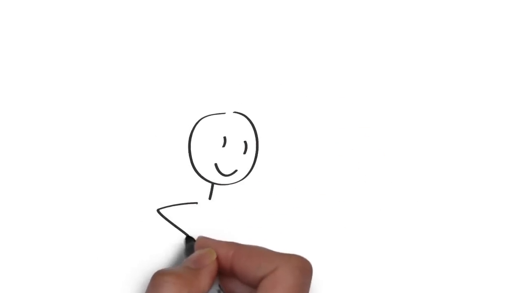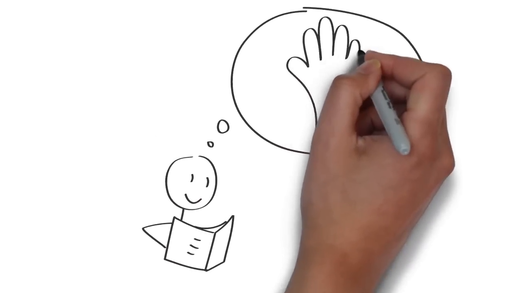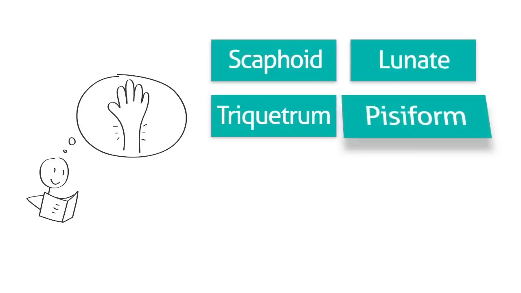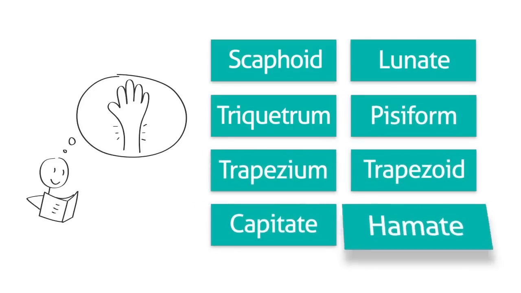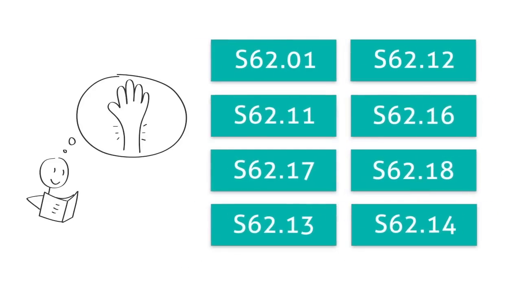Here's an example of why you need to be well-versed in anatomy. Let's say a patient broke their wrist and you need to code it. First, you will need to know that the wrist is made up of 8 carpal bones. In ICD-10, each bone has a different fracture code. So next, you will need to know what bone was fractured. We'll say the patient fractured the lunate.